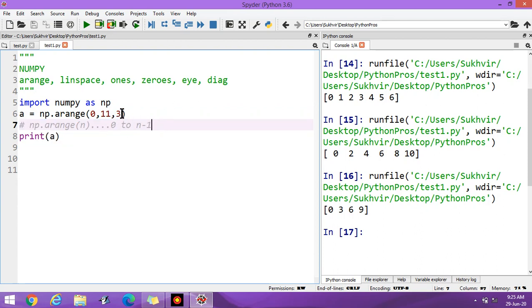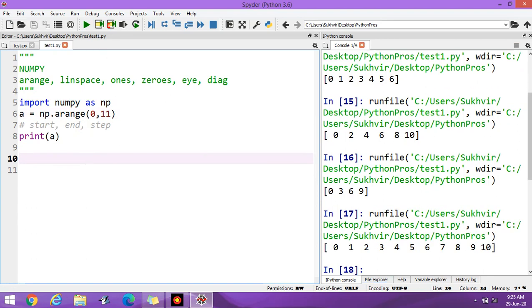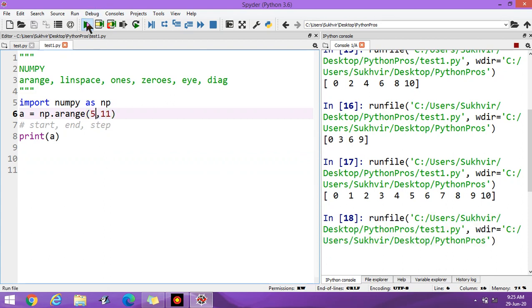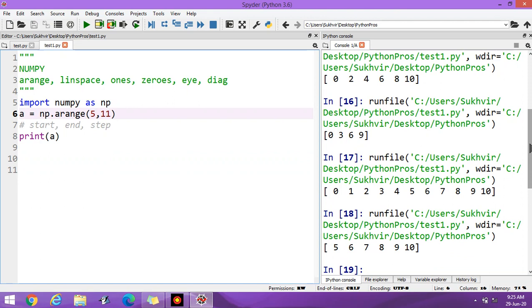Now what is the meaning of this? There are 3 values. First is start, second is end, and third is step. Now the 3 values are 0, 11 and 3. Suppose I am writing 0 to 11, then I can print from 0 to 10. If I am writing 5 to 11, I can print from 5 to 10.